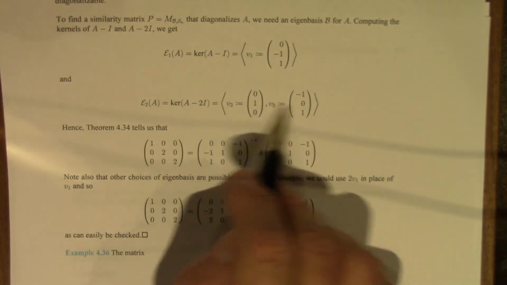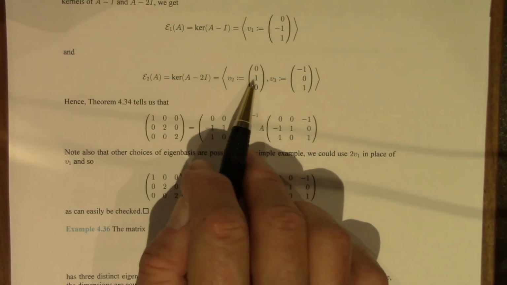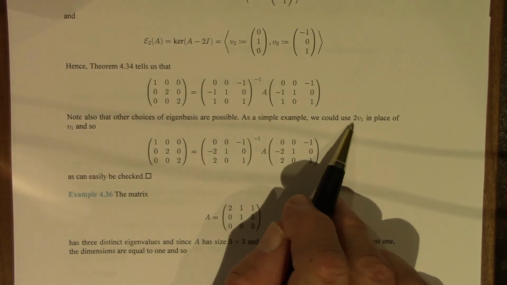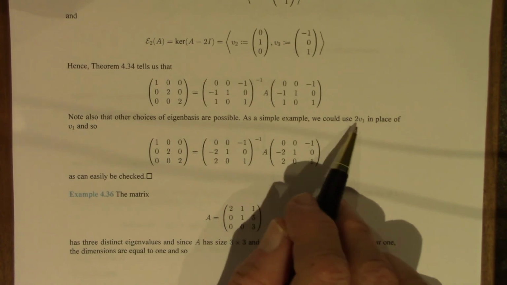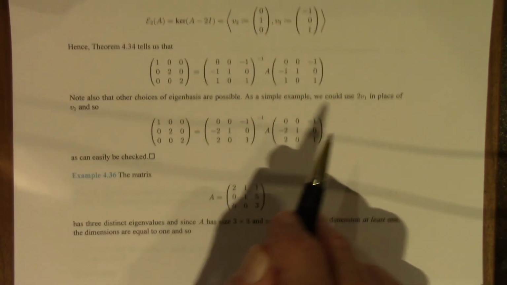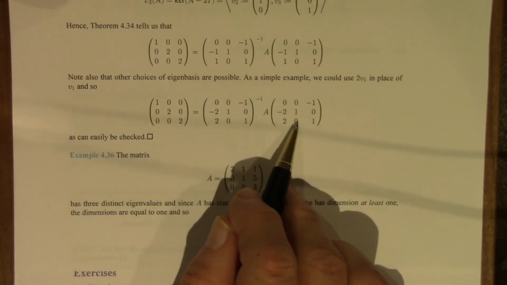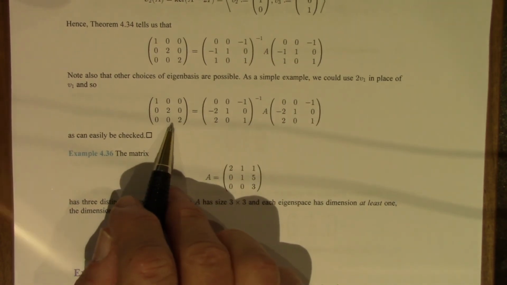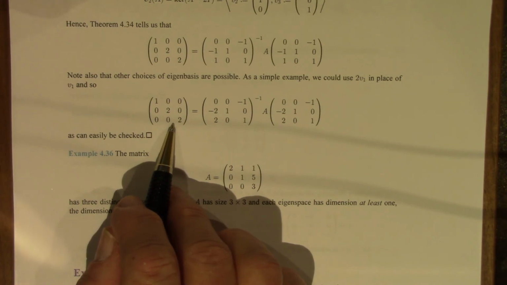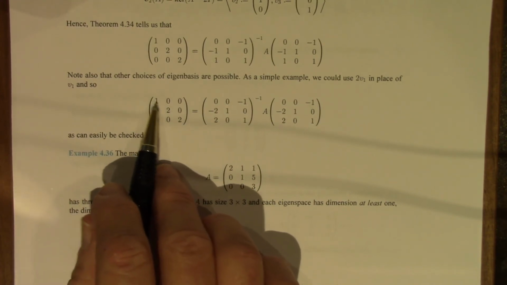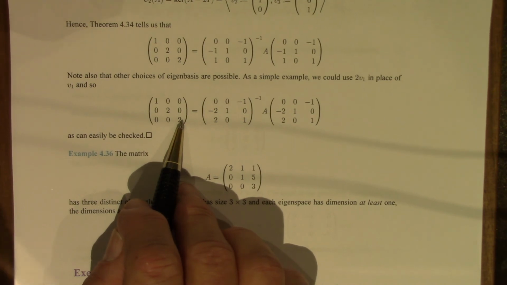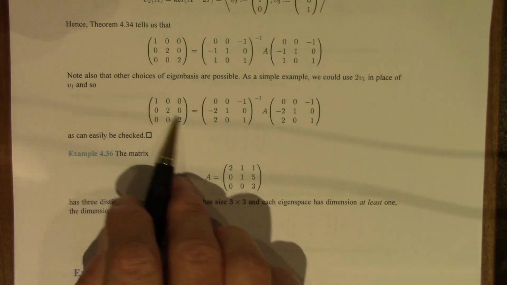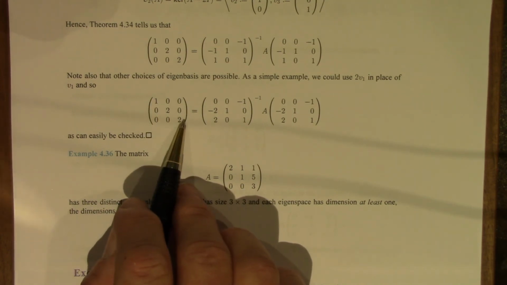These are not the only choice for eigenbasis. You can multiply one of these by a scalar, for example. So you could, say, replace v1 by 2v1, and that would alter the similarity matrix, but not the diagonal representation, because it has the eigenvalues on the diagonal. The only variation you're allowed here is in the order of the eigenvalues.